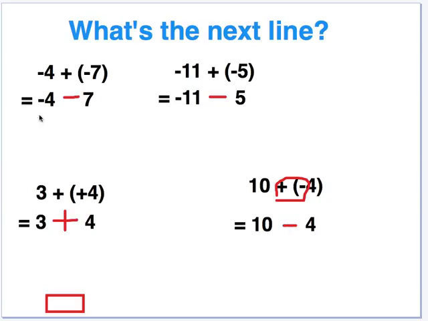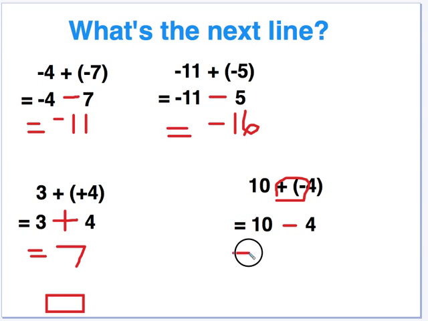Let's just solve this. This means I'm at negative 4, and I have to go 7 to the left. That means I will end up at negative 11. This one says starting at negative 11, move to the left 5. So I'm going to end up at negative 16. This one says starting at 3, move to the right 4. I got positive 7. And finally, this one says starting at positive 10, move to the left 4, which is equal to 6.